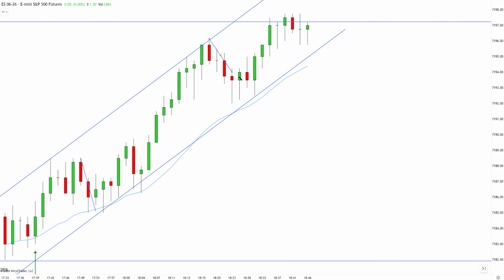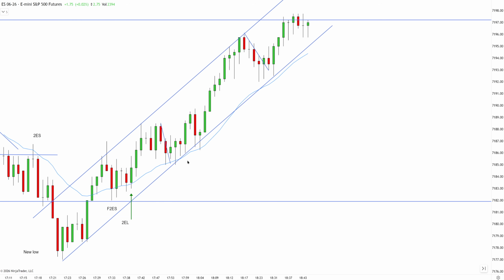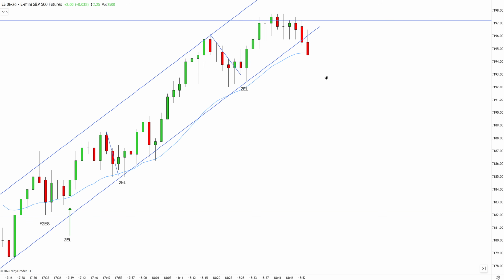Okay, you have another second entry long. You can see this is why we're using the counting technique, because we're looking for these mini two-legged pullbacks. Sometimes they're more visible, sometimes they're not. But this is how price action works. You have to use the counting technique. We reset the count at each new high, so we have a new opportunity to buy when the correction ends.